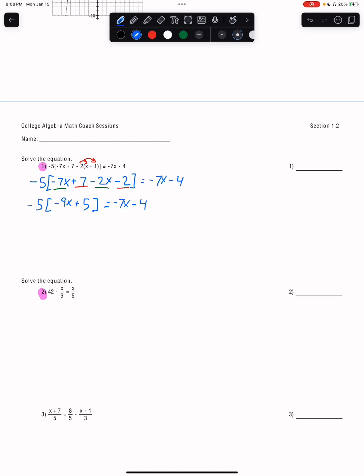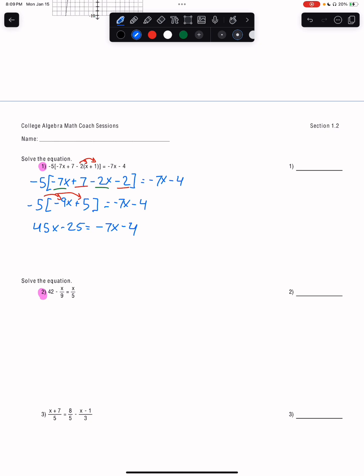And then just like before, now we're just going to multiply these brackets. Put the -5 and multiply it. And we'll get 45x minus 25 equals -7x minus 4.